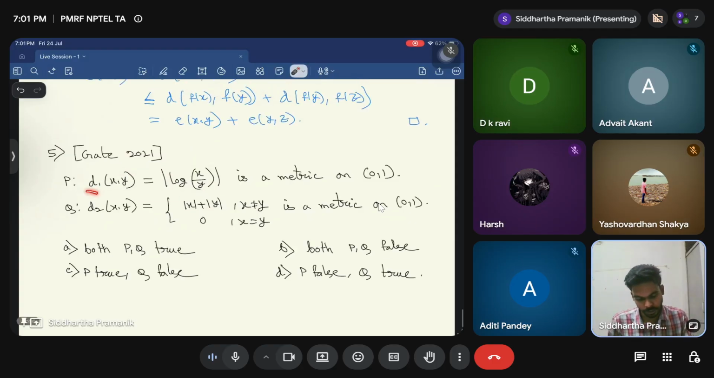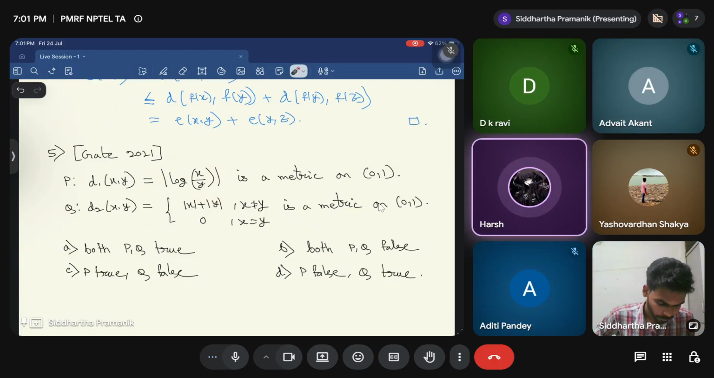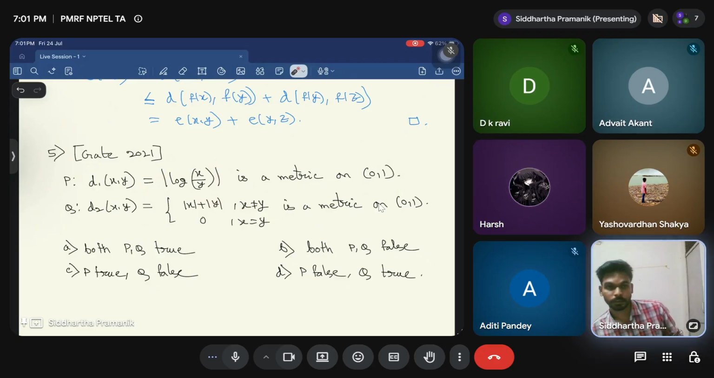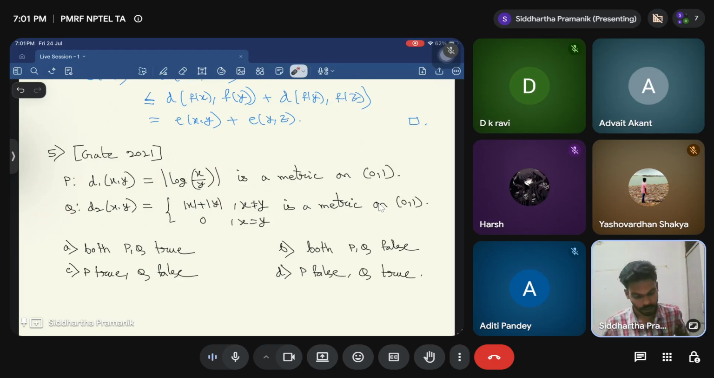So let's focus on the first one. d1 of x, y is modulus of log of x by y. Is this a metric on this open interval or not? Any guess? Log of x by y in general will not be equal to log of y by x, so it is not symmetric. But we are taking the modulus, right? Yes, sir, it is a metric. Okay, but how?